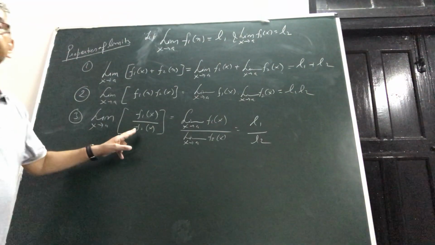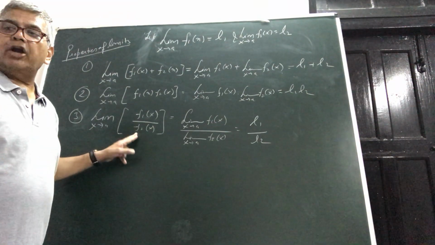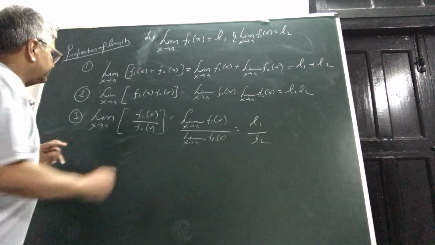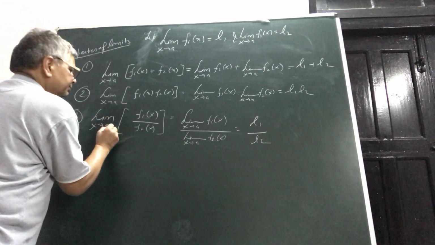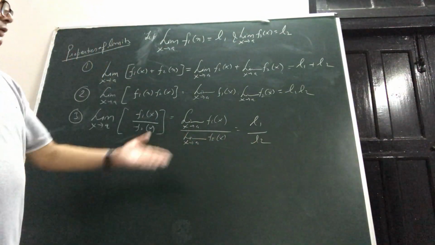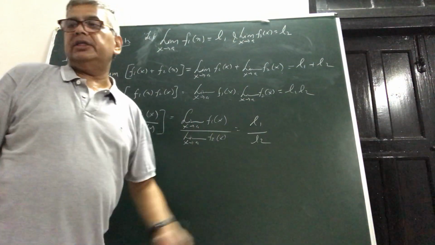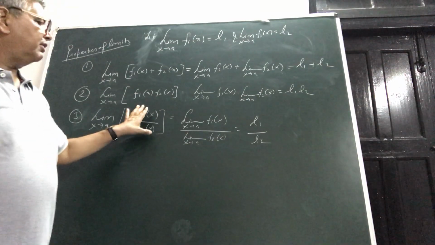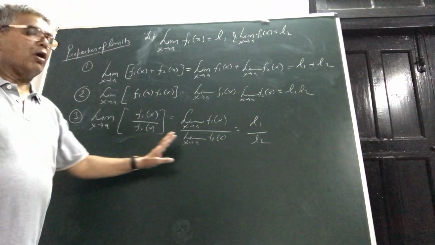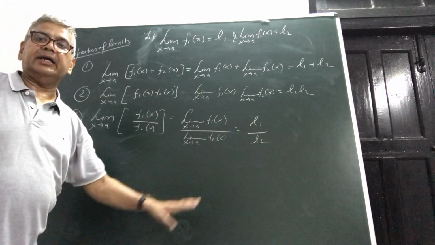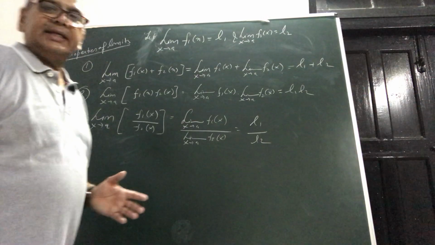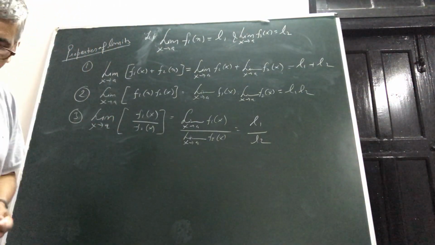Now here, it is obvious that f2(x) will not be equal to 0 throughout its domain, and L2 is also not 0, because if they become 0, then your function will get undefined, your limits will get undefined. So that is an obvious thing. I am not writing it, but that has to be understood. Now with this understanding, we will give the proof of this thing.